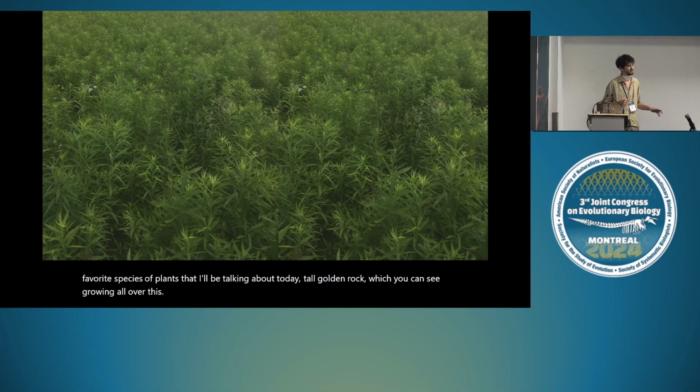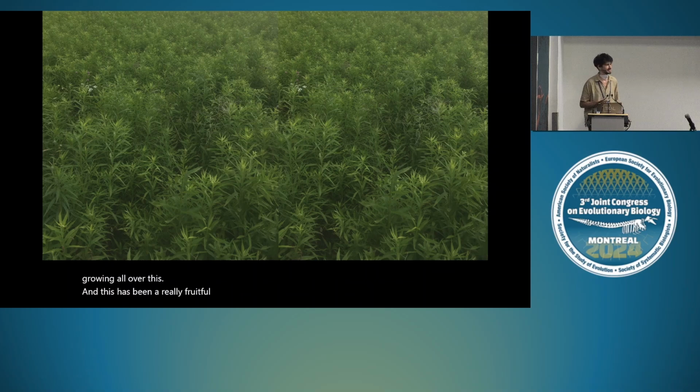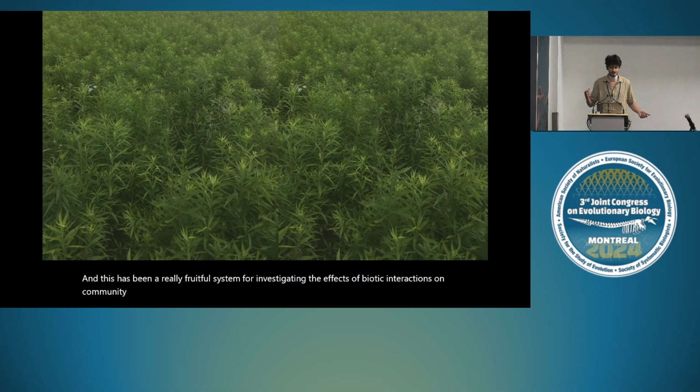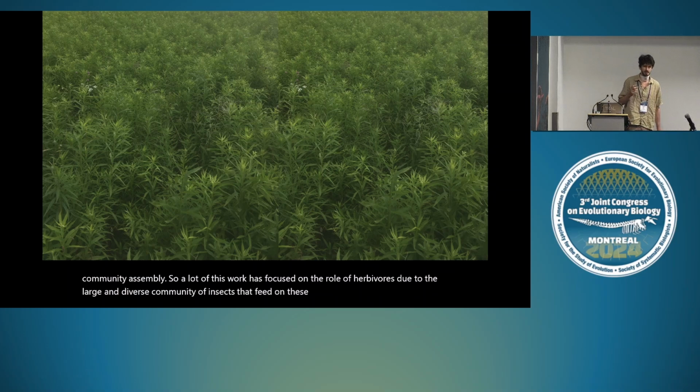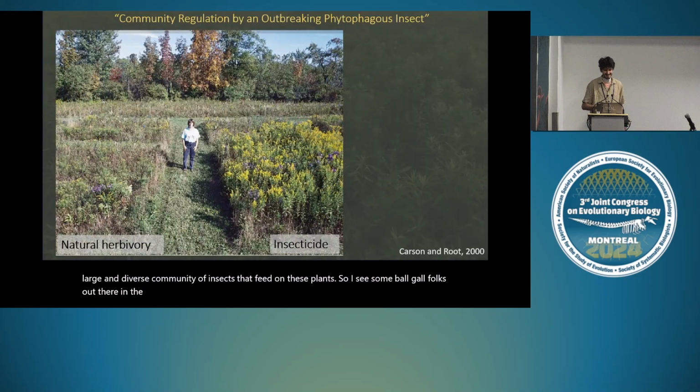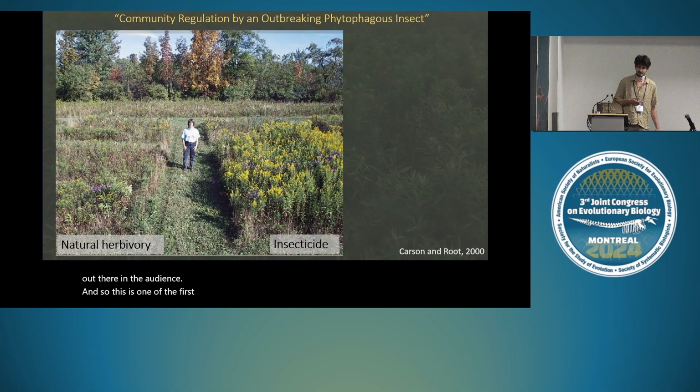And this has been a really fruitful system for investigating the effects of biotic interactions on community assembly. So a lot of this work has focused on the role of herbivores due to the large and diverse community of insects that feed on these plants. So I see some ball gall folks out there in the audience. And so this is one of the first systems where insect herbivores were directly shown to influence plant community structure.